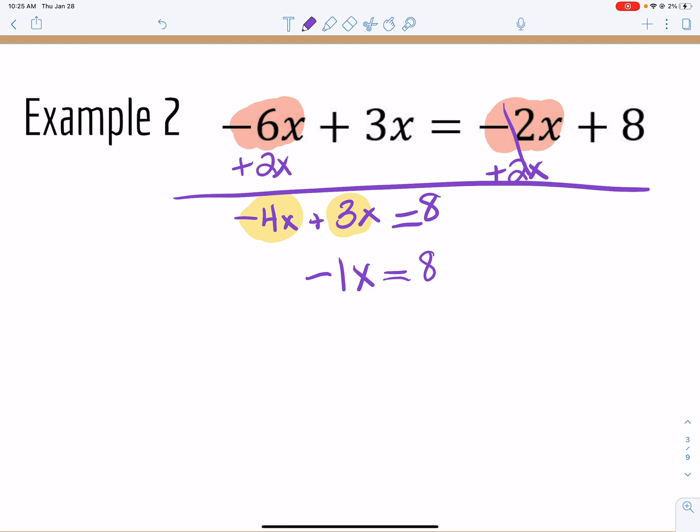So now a negative 1x equals 8, so I would divide by a negative 1, and my answer is a negative 8. Now, you might have done things differently from the beginning, but if you get an answer of a negative 8, then what you did was fine.